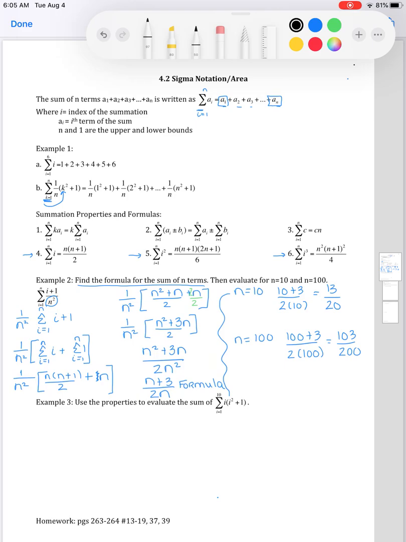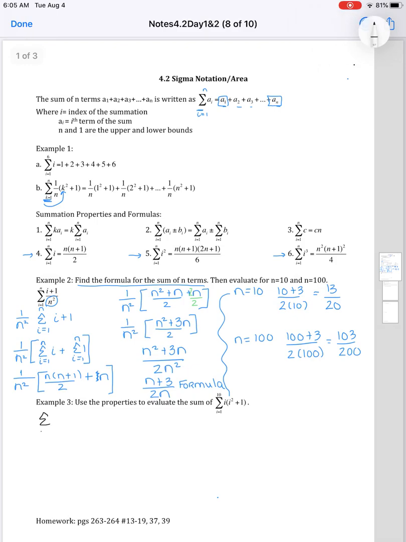All right, example number 3 is not even asking for a formula. It just says use the properties to evaluate. So it's not asking anything in regards to writing out a formula. We're just evaluating it. And how you know you're evaluating it is if you look at the sigma symbol, the top number is not an n anymore. It's a 10. So if you knew that it was an n, then you wouldn't be able to evaluate it. But now we can.